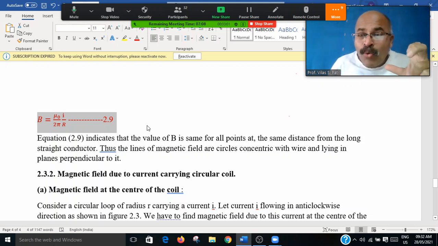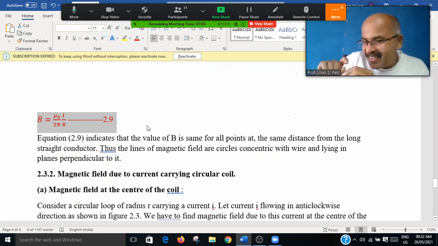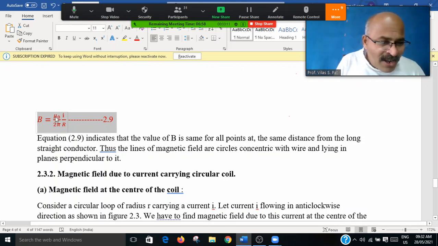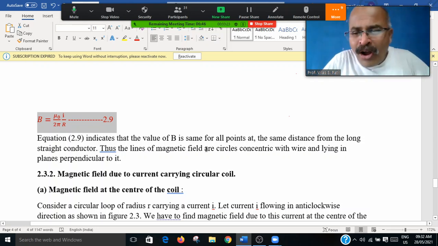does not depend upon the position. It will only depend upon R, that is the distance of that point from the current carrying conductor. μ0 is the constant, 2π is the constant, I is the magnitude of the current which is constant, only depends upon R. That indicates that the magnetic induction B is the same at all points.